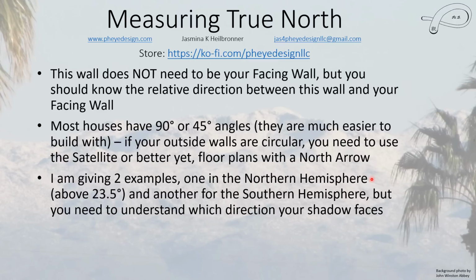Now I'm going to give two examples here using the sun. One is in the northern hemisphere, outside the tropics, and the other is in the southern hemisphere, which is fake. It's not real, but I'm just showing it as an example. You need to understand which direction your shadow faces. If you're in the tropics, it gets complicated. If you're outside the tropics, it's simple.